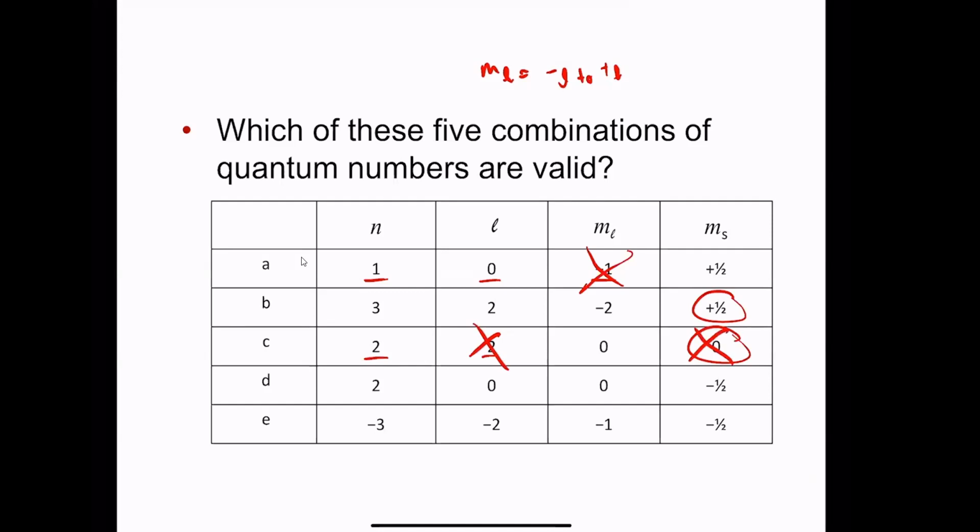If n equals 2, can L be 0? Yes. Can M sub L be 0? Wait, L can't be 0, right? Wait, L can be... The L would have to be 1. If n is equal to 2, L is equal to 0, 1, 2. Nope, 0 or 1. What am I thinking? If n is equal to 2, L can be 0 or 1.